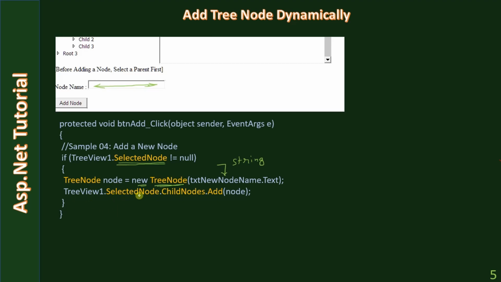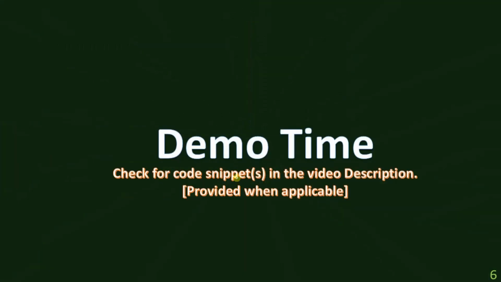Then TreeView1 selected node. Here child nodes, we know that it's a collection. In the previous video we saw that we iterate through this child node collection, right? Now we are using the same collection. This time we are making call to the add method, and we are passing this tree node here. That's all. Now let's go to the demo.